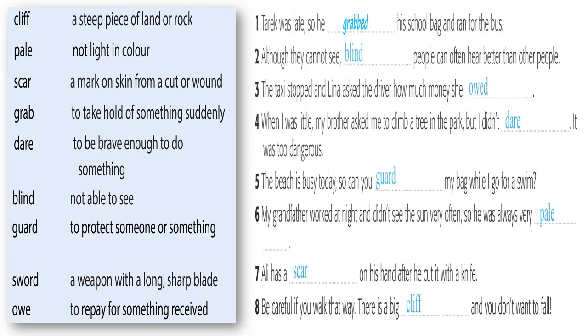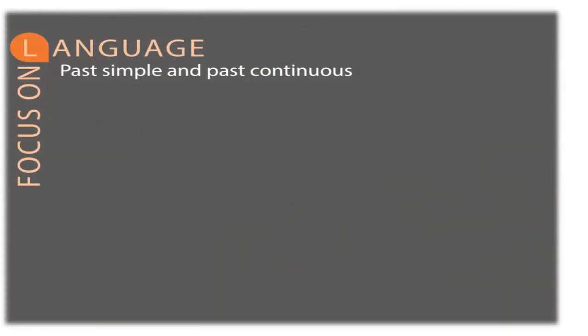And now our last one, number eight, be careful. If you walk that way, there is a big cliff and you don't want to fall. Okay, now let's move to our grammar today, which is about past simple, past continuous, الماضي البسيط والماضي المستمر.